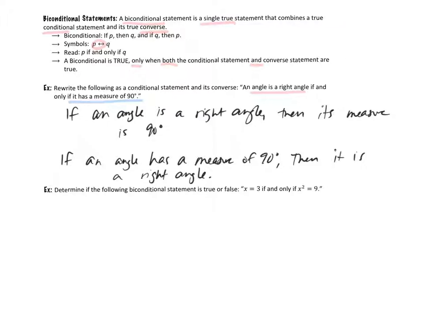In our next example, we're going to determine if this biconditional statement is true or false. So the two parts are if x equals 3 and if x squared equals 9. So let's start out with writing the original conditional. So if x equals 3, then x squared equals 9. In this case, the conditional is true. Now we have to look at the converse. If x squared equals 9, then x equals 3. Uh-oh, that one's false. Because what if x equals -3? So in this case, I have not met the requirements for my biconditional statement to be true. So because one of these is false, the whole thing is false.